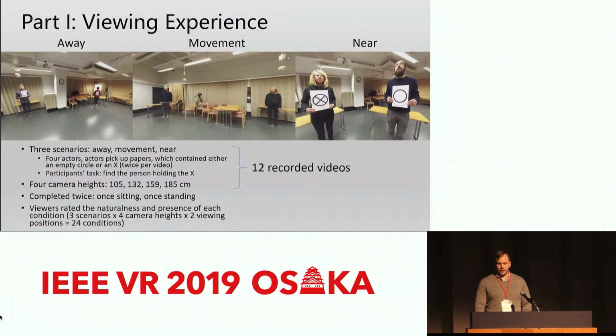For this part, we included four different camera heights. Each scenario was therefore recorded four times, resulting in a total of 12 recorded videos. This part was repeated twice, once sitting and once standing, resulting in a total of 24 conditions. Participants rated the naturalness and presence of each condition after viewing them on a 7-point scale.